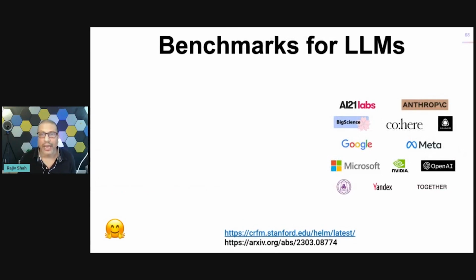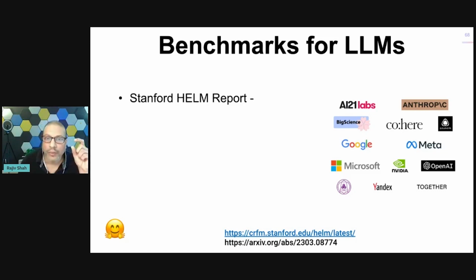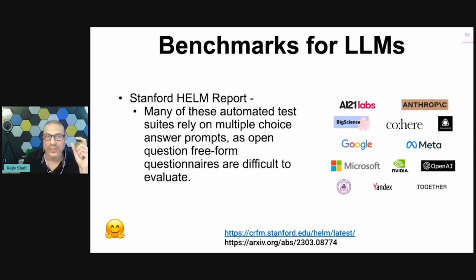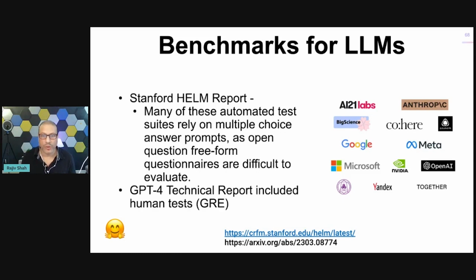Now, there are places we can go and look for benchmarks to help compare these. One of the most popular is the Stanford HELM report. But we should be aware when we're looking at the benchmarks, a lot of the existing benchmarks rely on multiple choice answer prompts. And this is where you can do really well on multiple choice, but then when you write something long form, it doesn't look as good. I think this is where OpenAI's and Anthropic's models have done well, is they've been very well optimized for those long form questions that we want as well.